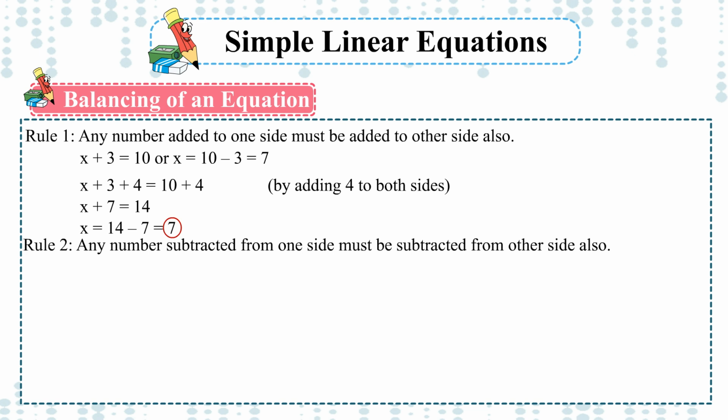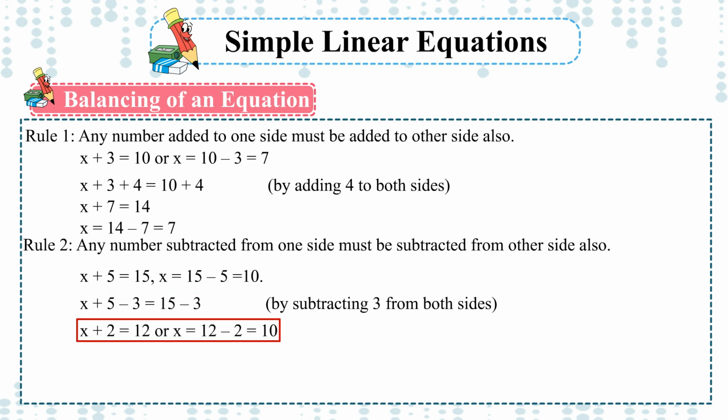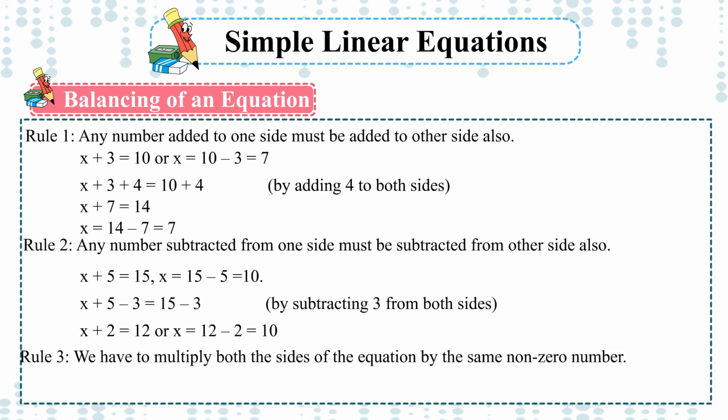Rule 2. Any number subtracted from one side must be subtracted from the other side also. x plus 5 is equal to 15. x is equal to 15 minus 5, which is equal to 10. x plus 5 minus 3 equals 15 minus 3, by subtracting 3 from both sides. x plus 2 is equal to 12, or x is equal to 12 minus 2, which is equal to 10.